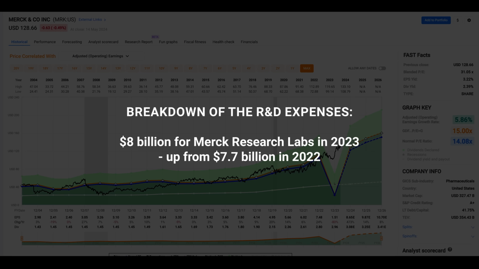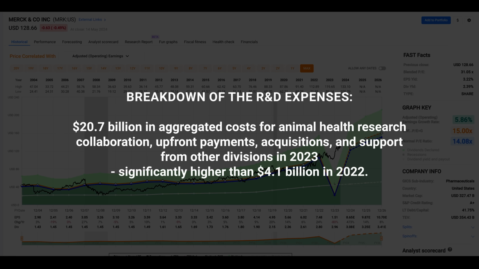And then if you look at a breakdown of the R&D expenses, they had $8 billion for Merck Research Labs in 2023, up from $7.7 billion, which is not too terrible, in 2022. They had $20.7 billion in aggregated costs from animal health, research collaboration upfront payments, acquisitions, and support from other divisions in 2023, significantly higher than $4.1 billion in 2022.